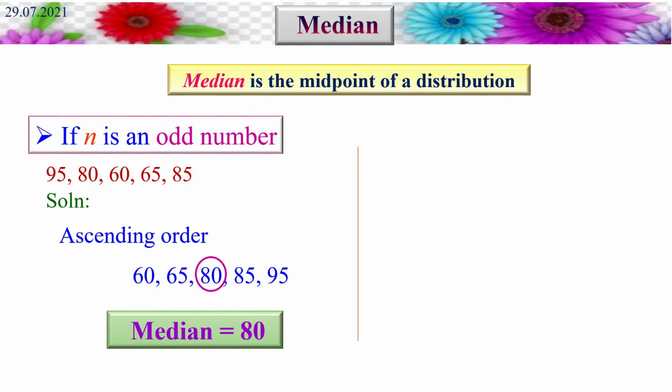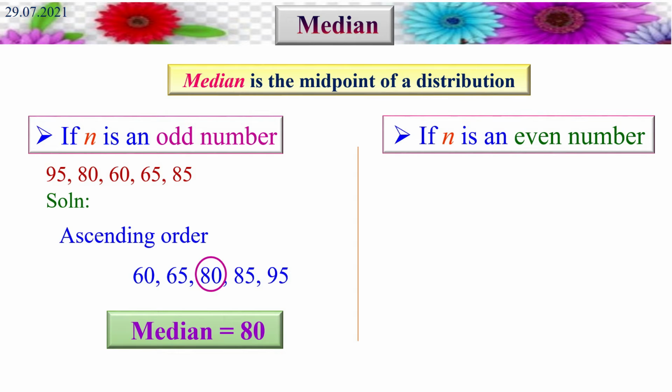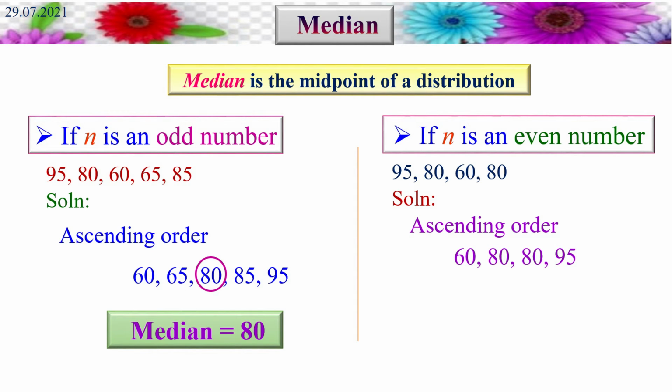If n is an even number, what should we do? Let us see. 95, 80, 60, 80 is the given distribution. Now n is 4. First let us arrange the data in ascending order. Whether n is an even number or odd number, we have to arrange it first in ascending order. Then only we proceed to the next step. Now the data are arranged in ascending order, which are 60, 80, 80, 95.